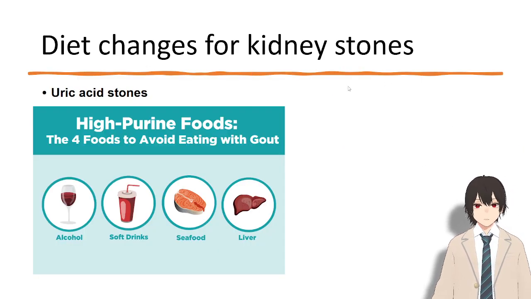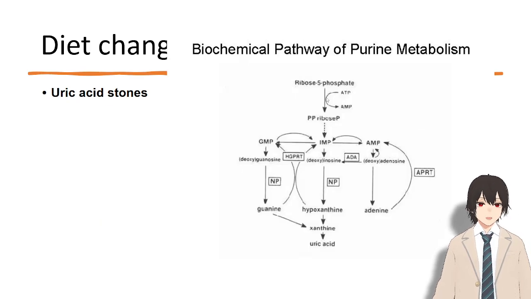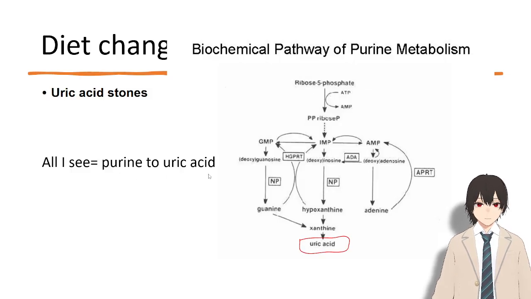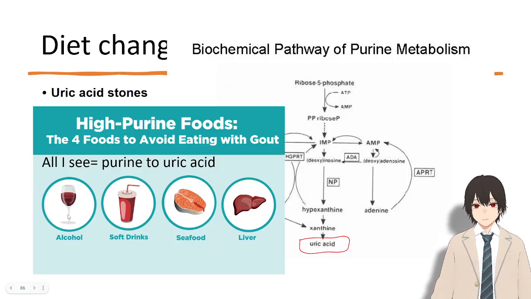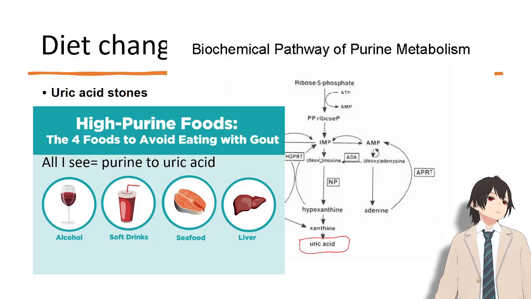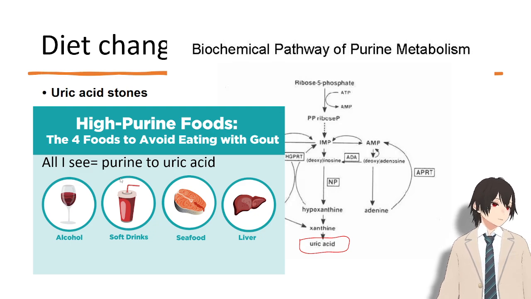So there are some diet changes to be aware of, right? You want to avoid eating these things with gout, because it causes uric acid stones. The body breaks down purine, and basically purine gets turned into uric acid, which leads to these stones, right? So you want to cut down on any of these purine-rich things like alcohol, Coke, seafood, liver, and the soft drinks, because they're high in fructose corn syrup, and that contributes to uric acid being produced.